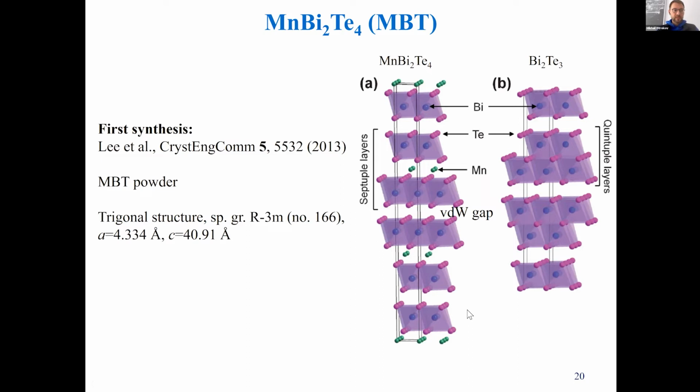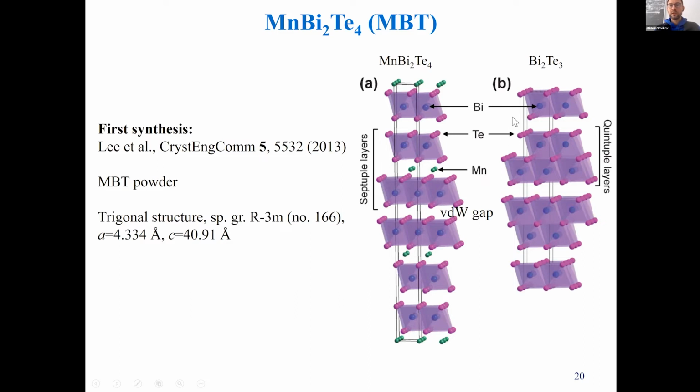So for the first time, this material was synthesized back in 2013 in the powder form by Lee and co-workers, as reported here. Actually, they were mostly focused on the thermoelectric performance of the system, so they didn't study magnetic properties or electronic structure. But of course, they characterized the crystal structure, and they found that it is a block layered compound composed of these septuple layer block units with the manganese layer being in the center. And those septuple layers are connected by van der Waals forces. Therefore, we have here van der Waals gaps.